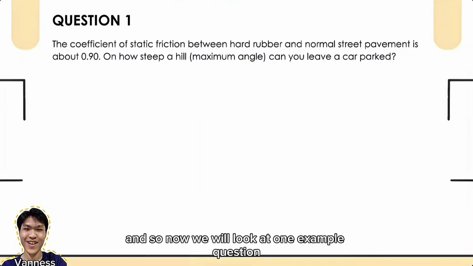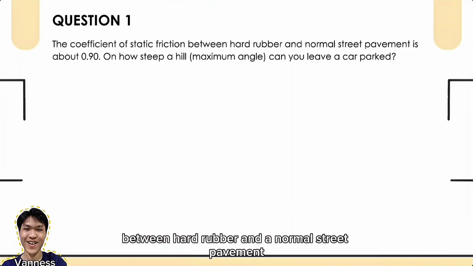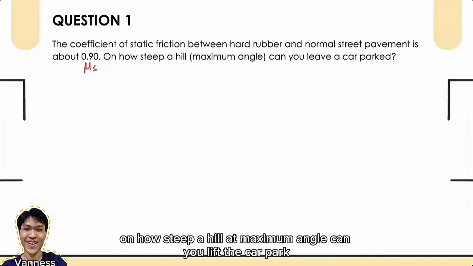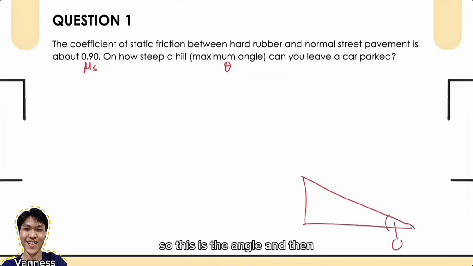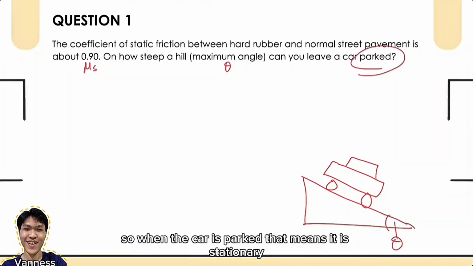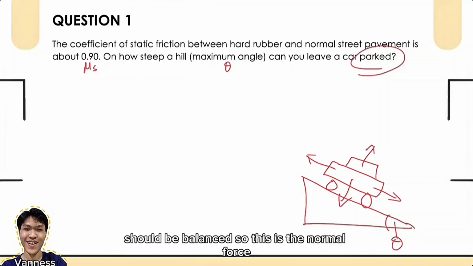And so now we will look at one example question. The coefficient of static friction between hard rubber and a normal street pavement is about 0.90. This is the mu s. On how steep a hill, at maximum angle, can you park the car? To answer this kind of question, usually we will draw an image first. So this is the angle, and there is a car parked on top of the hill. When the car is parked, that means it is stationary. A stationary car means that all the forces should be balanced.